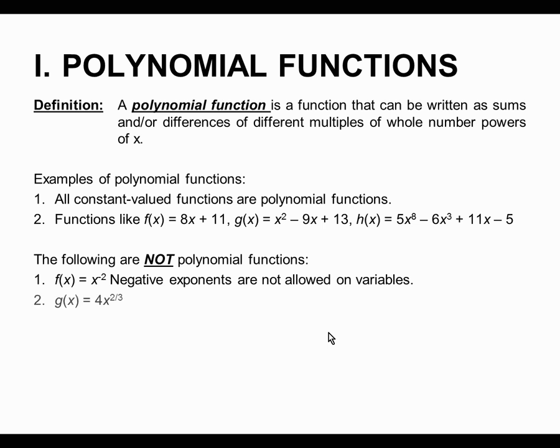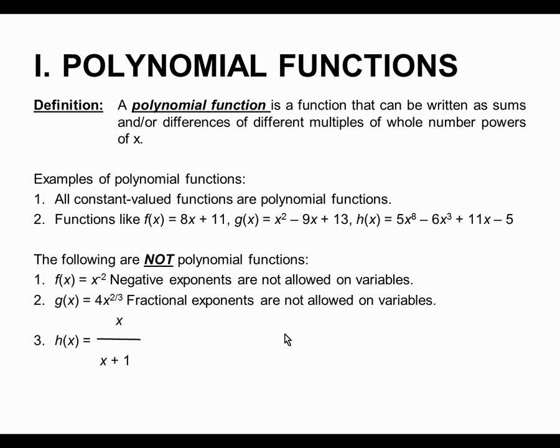Number 2. g of x equals 4x to the 2/3. 2/3 is not a whole number. You're not allowed to have fractional exponents on variables. So fractional exponents are not allowed on variables with a polynomial function. Again, the restrictions are on the variables. Number 3. I have h of x equals x over x plus 1. Even though the exponents are 1, because we don't see them, you're not allowed to have a variable in the denominator. So polynomial functions do not allow variables in the denominator.